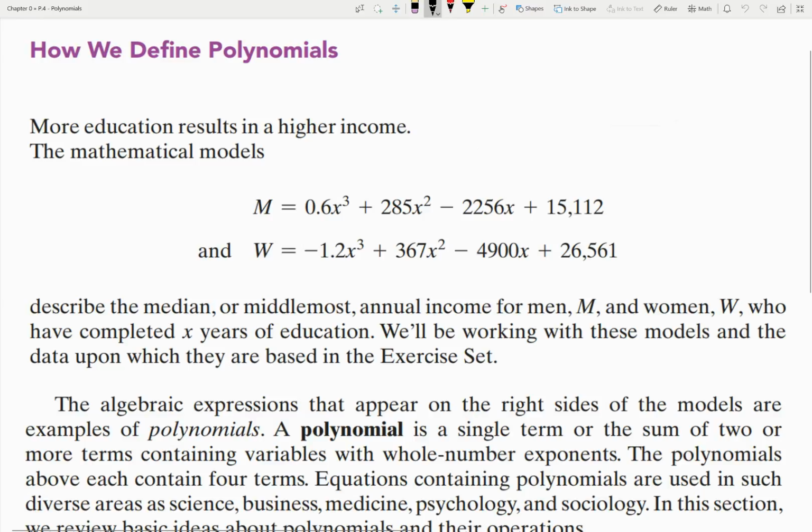So here's a statement: more education results in higher income. So we have two mathematical models, one for men and one for women. And what these expressions show us is that they describe the annual income for men and women that have completed x years of education. These algebraic expressions are examples of polynomials.